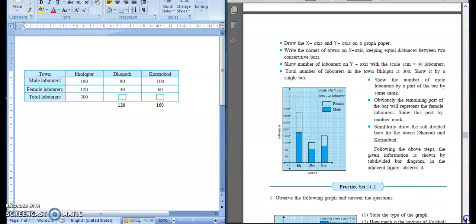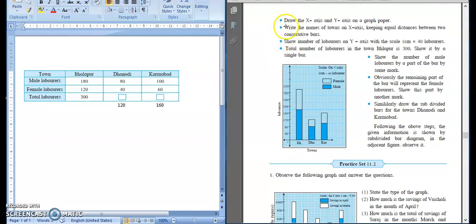y-axis on a graph paper. What you have to draw? The x-axis and the y-axis on a graph paper. See here, this vertical line is known as the y-axis, and this horizontal line is known as the x-axis, that you have to prepare on a graph paper.